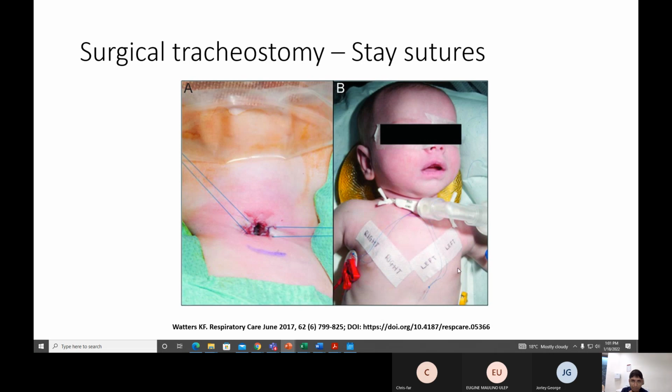side. Because I know of one instance where in an emergency, they took the label off and then accidentally swapped them around, and they tried to use the stay sutures, pulling them apart so that they could insert the tracheostomy tube, but they couldn't, and the patient had a cardiac arrest.